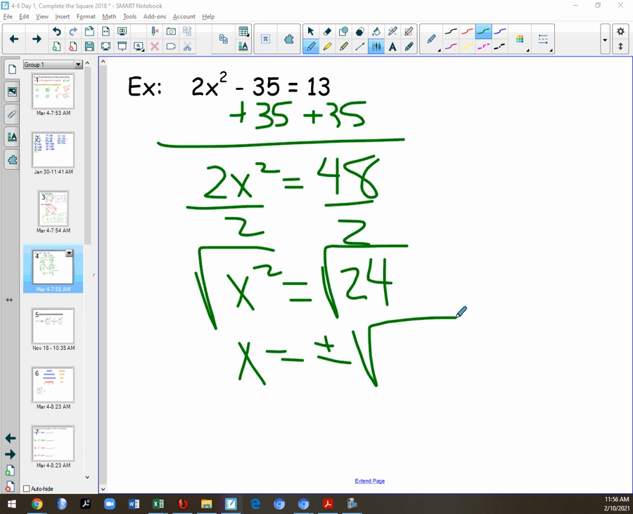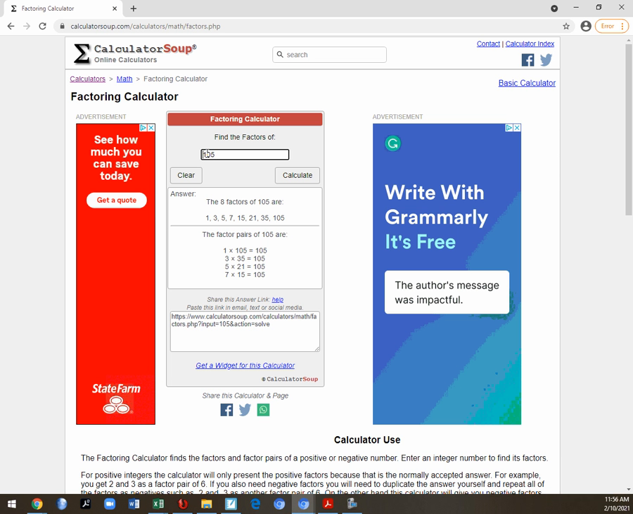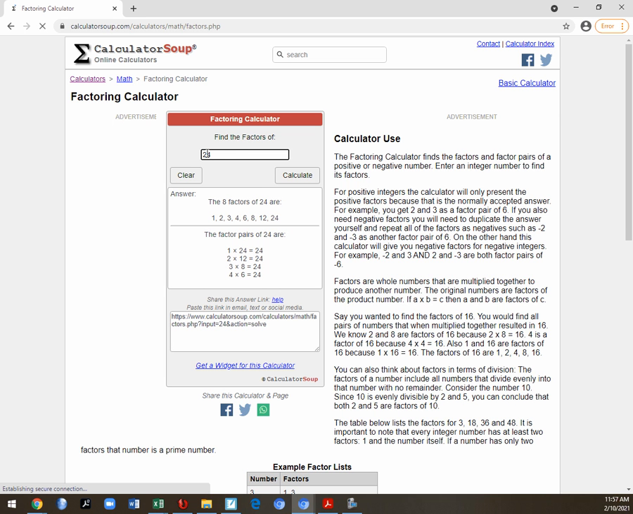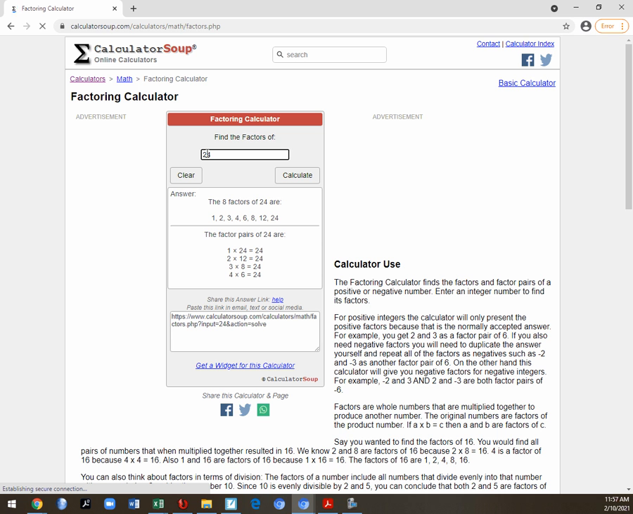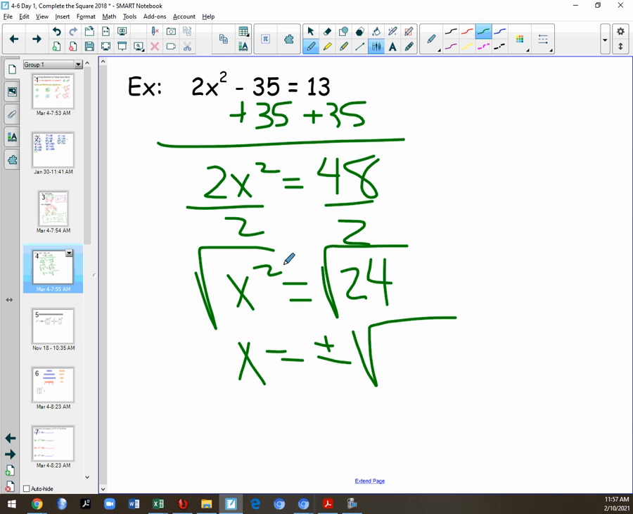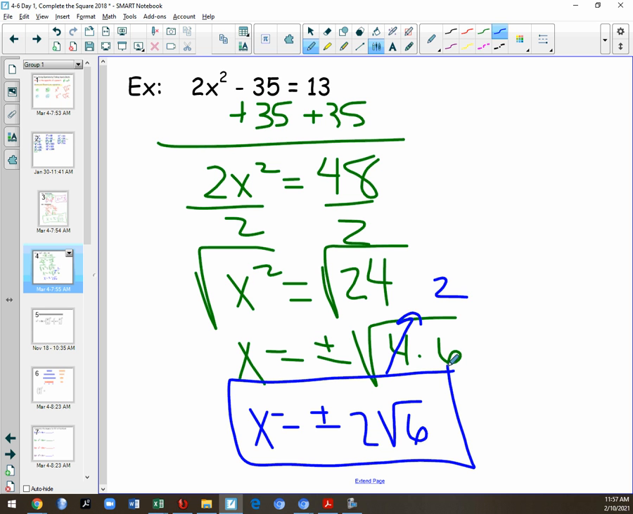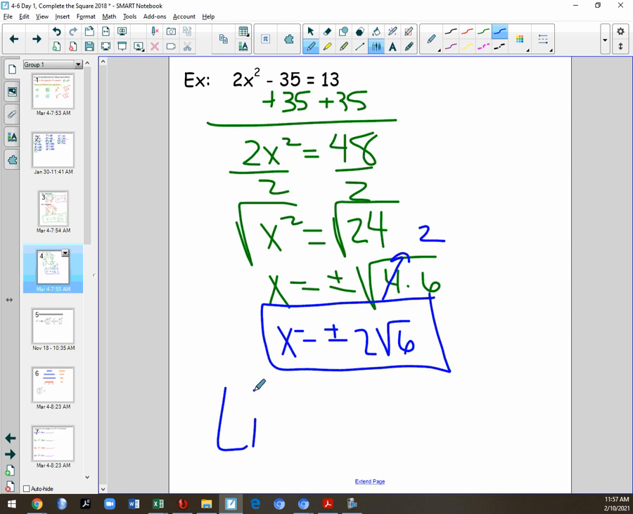Now, you have to simplify this, which means you want your factor tree, okay? So I'm going to come over here, and I'm going to type in the number 24 in your factor finder. I'm looking for the factors that are perfect squares. The largest one up there that's a perfect square is simply going to be 4 and 6. So this is going to give me 4 times 6. That 4 comes out as a 2, so x is equal to plus or minus 2 square roots of 6. That is done, and that's what I expect you to do on tonight's homework. So pretty much, I've shown you how to do problems 1 through 6 on tonight's homework. It's pretty easy, no big deal, right?